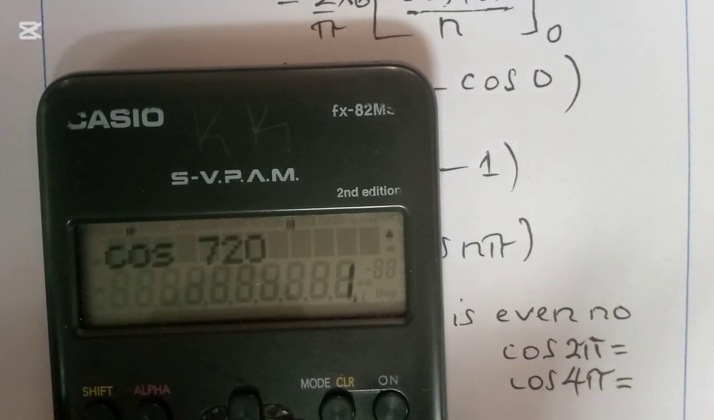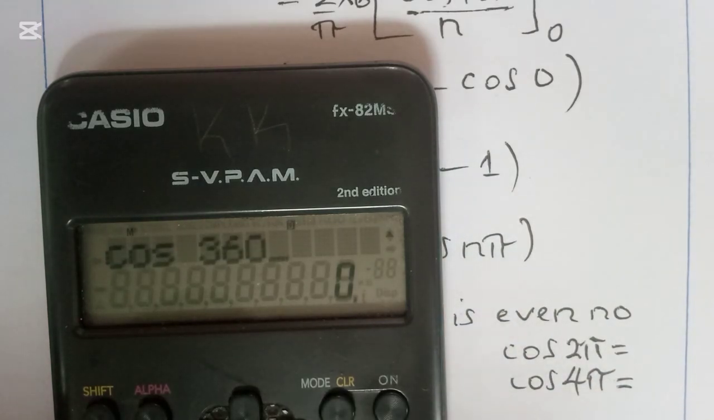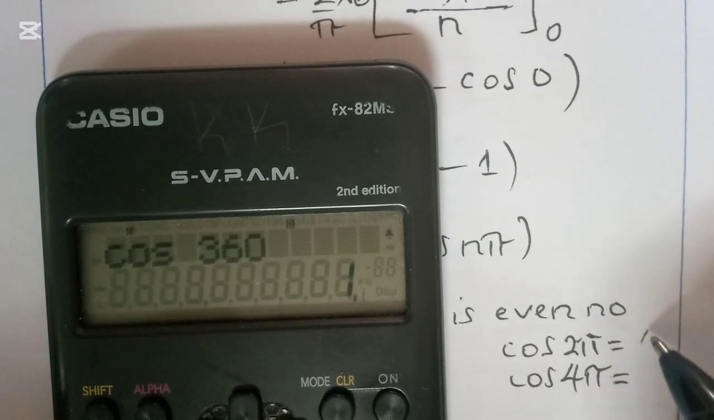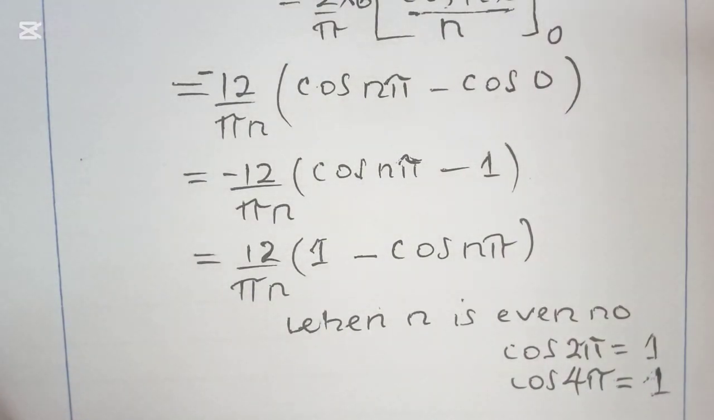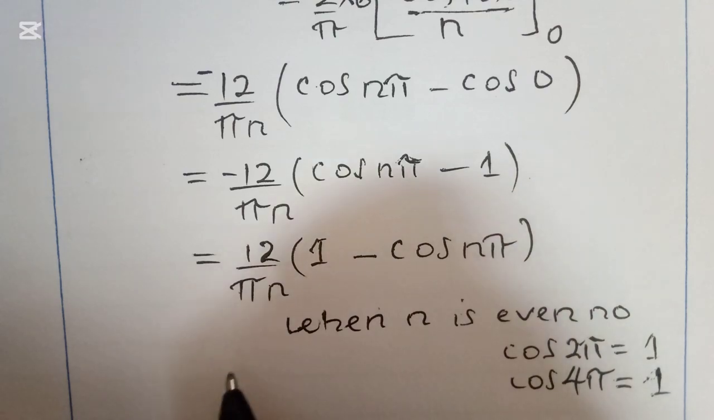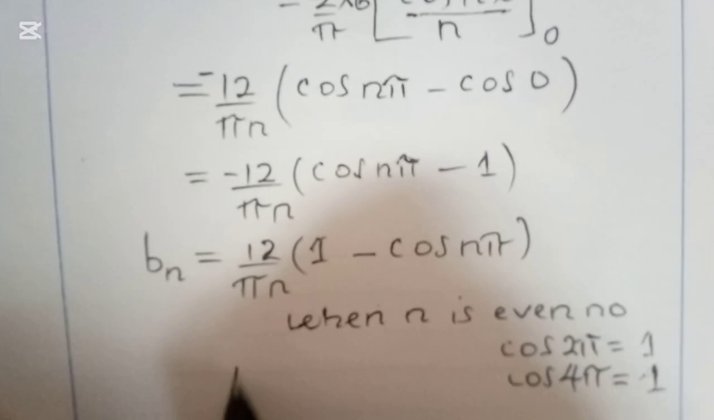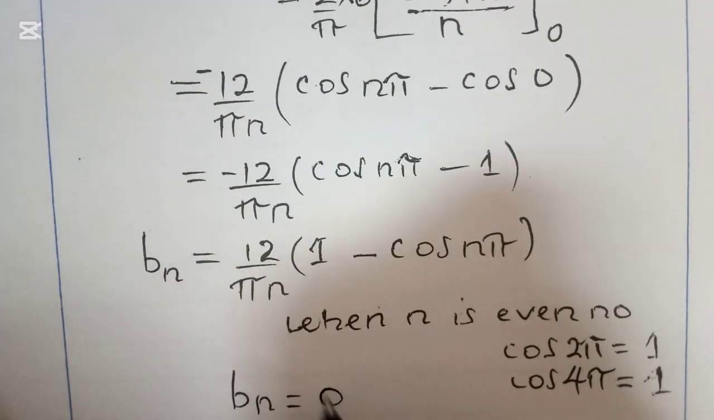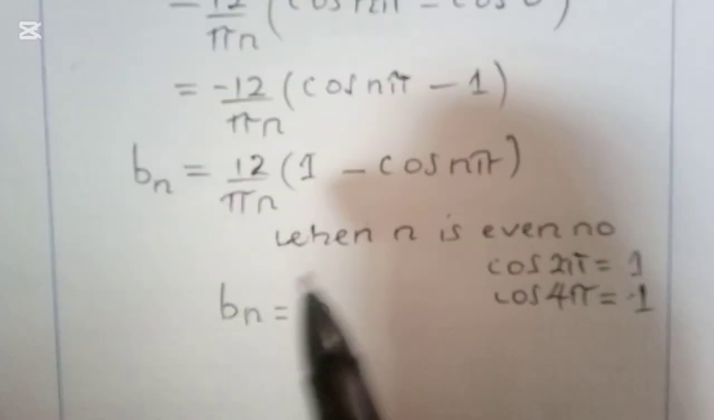Let's look at it again. We said cos 360, that is not 180 but 360. Cos 360 gives us 1, and cos 720 also gives us 1. So this is 1, and here we have 1. And so, guys, because this is bn, Bn then is going to be 0 for even numbers. So let's now come for the odd numbers.